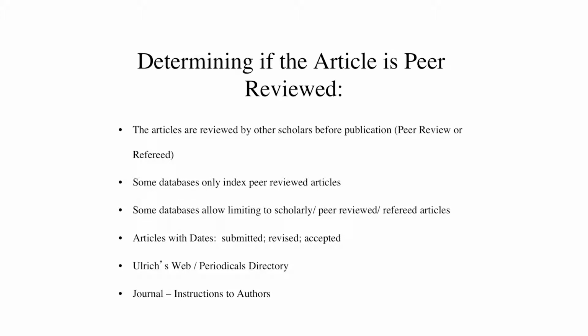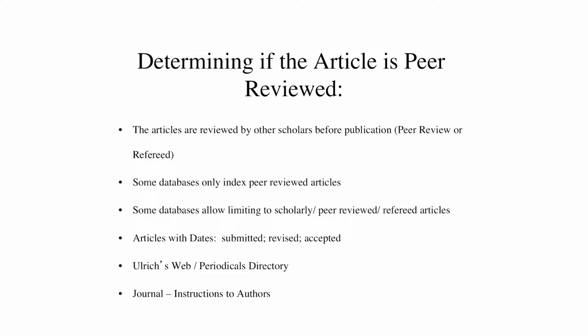Now, some databases only index peer-reviewed articles. So Web of Science, Google Scholar, primarily it's peer-reviewed articles. Some databases allow you to limit to only looking at results that are scholarly and peer-reviewed, or refereed. Refereed is another name for peer review. Sometimes you'll see an article and it has a date submitted, date revised, date accepted. That's a good indication it's peer-reviewed.